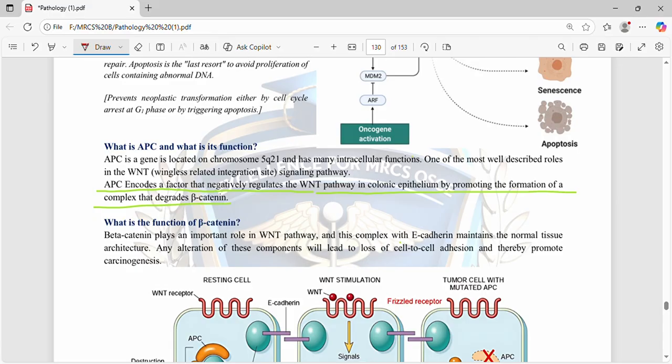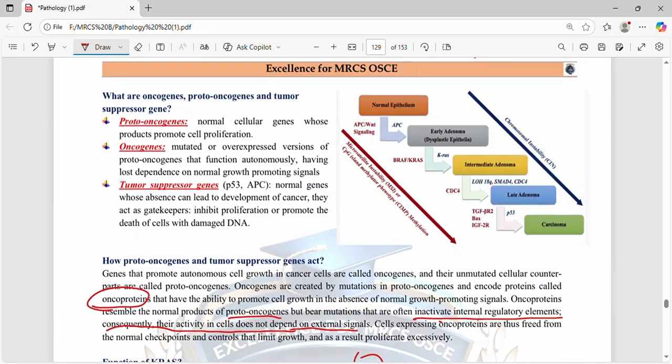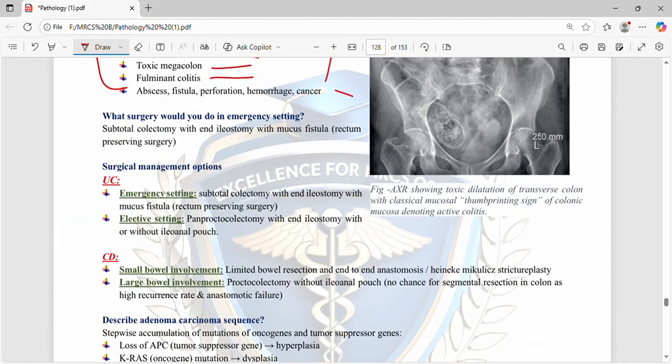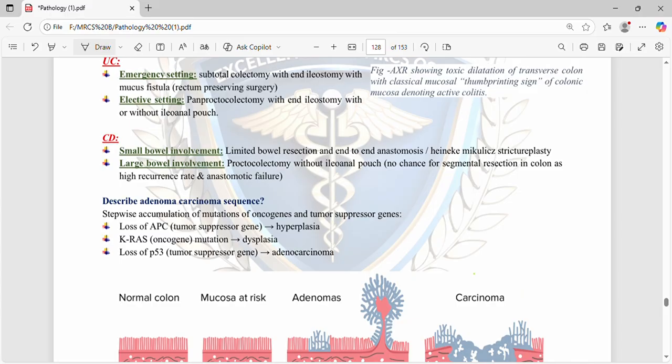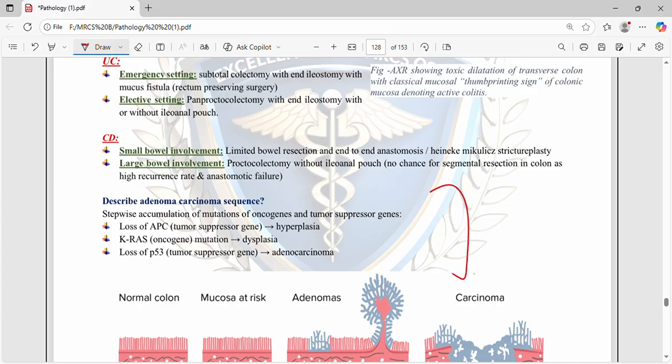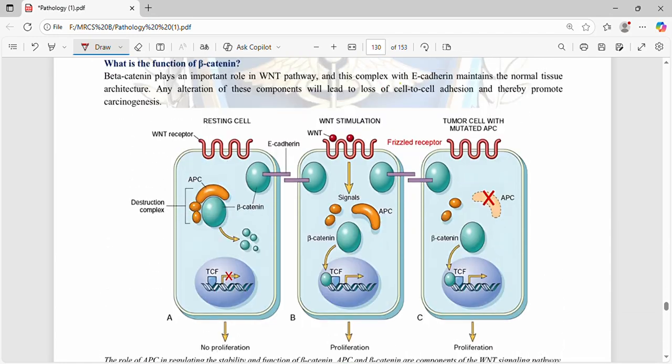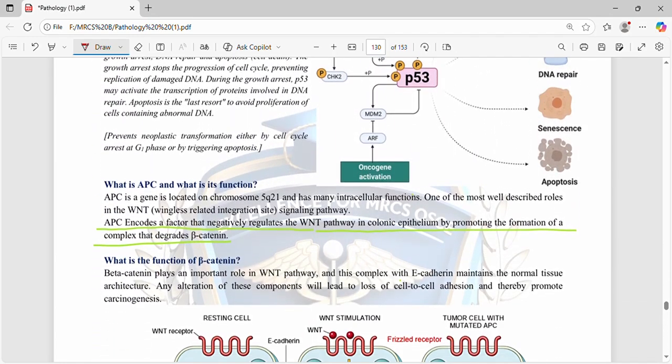Okay, so what is the APC gene? I told you earlier that we will study all these genes here. We have these sequences: APC, KRAS, P53. We studied KRAS and P53, and now we will study the APC gene. So what is the APC gene, in the next video?